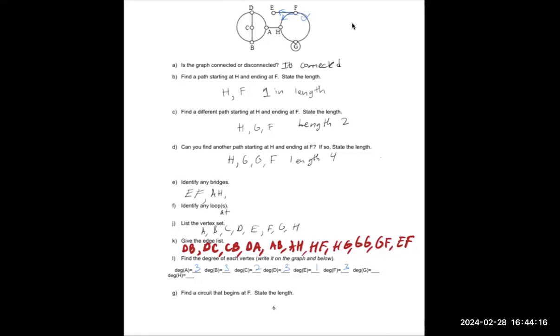And G is a tricky one. So I could go to the left, I could go to the right, or I could go the right way around the loop, or I could go the left way around the loop. So the loop actually adds 2 to the degree. So it's 1, 2, 3, 4.